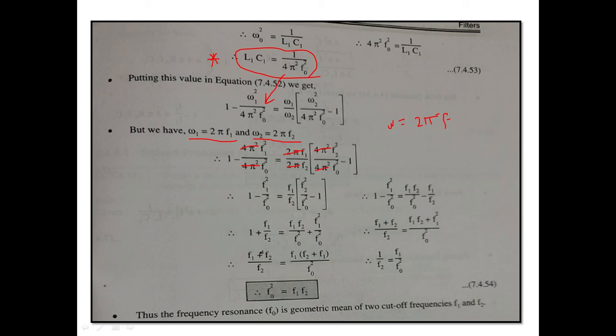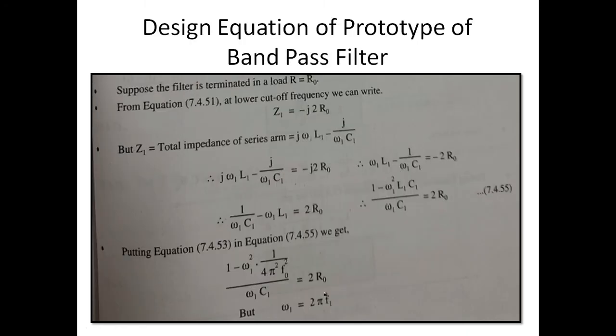Then take the cross multiplication: (f1 + f2)/f2 is equal to f1(f1 + f2)/f0² times 1/f2 factor, so f1 + f2 cancels on both sides, and from this equation f0² is equal to f1 f2. In this way the resonance frequency f0 is the geometric mean of the two cutoff frequencies.